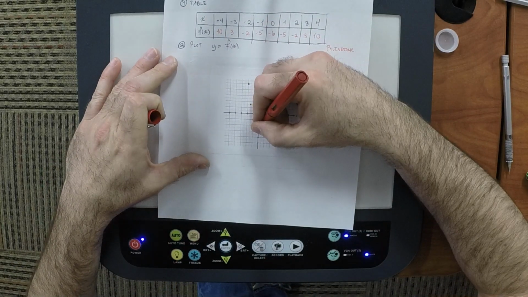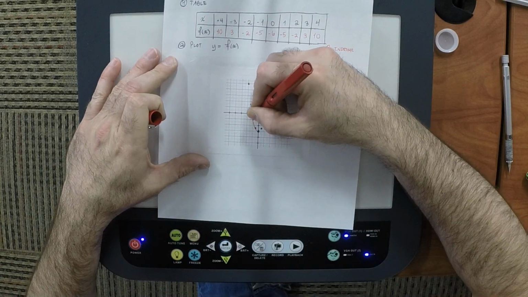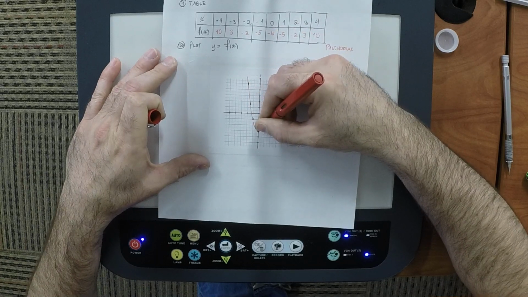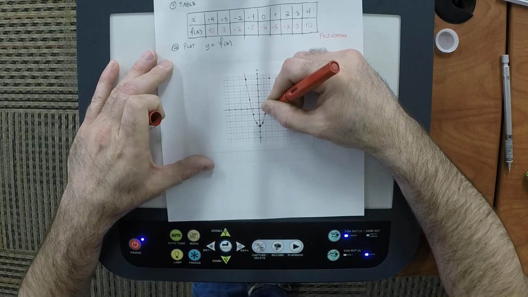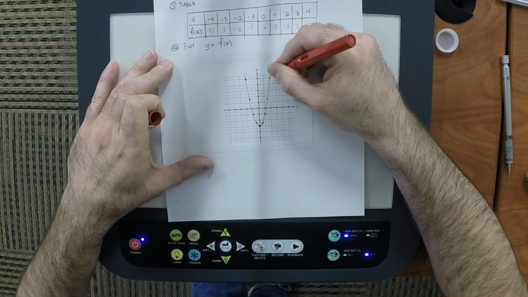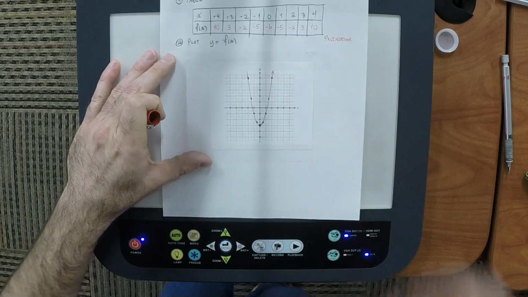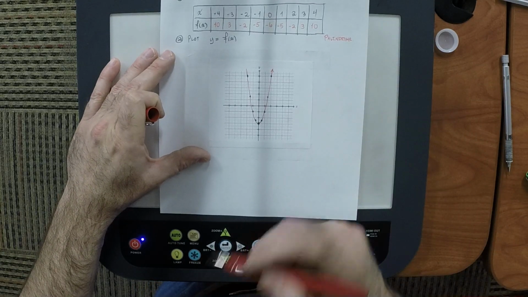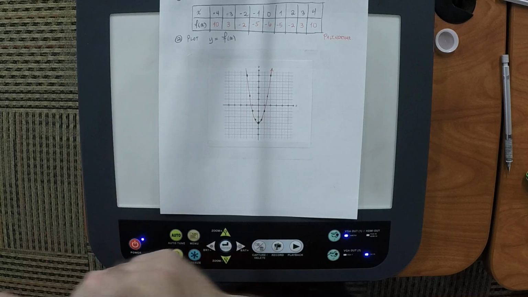So there we plotted 9 points, but if we plotted 9 million points, then this is what we would see take shape. Of course, we've seen this shape enough times that we've given it a name. The name of that shape is a parabola.